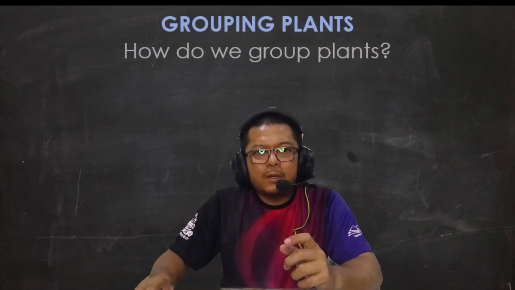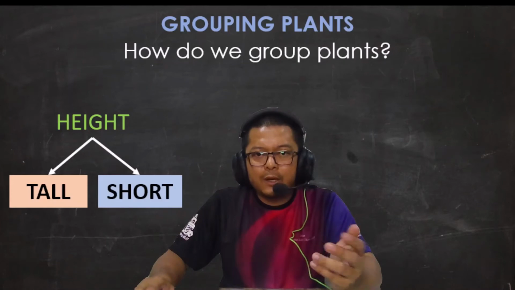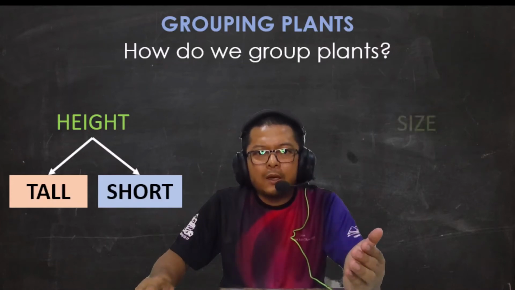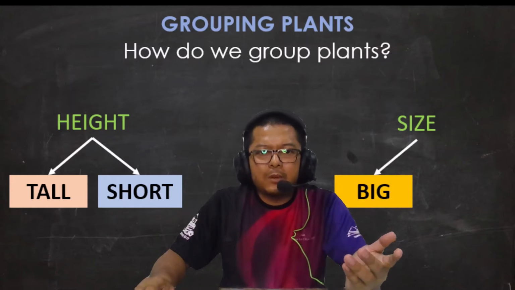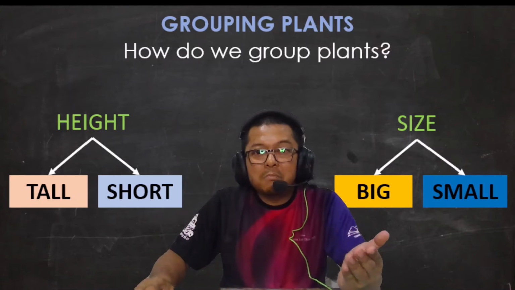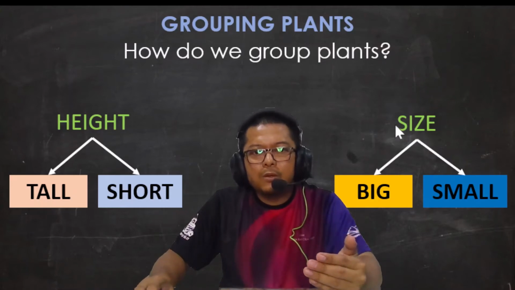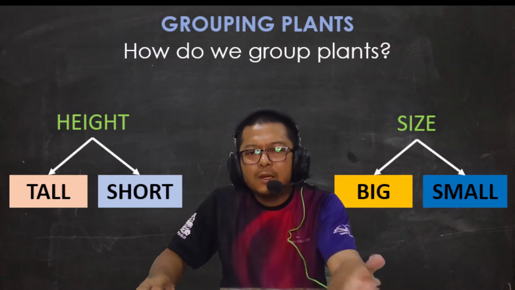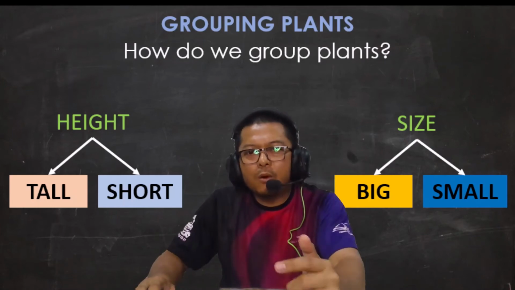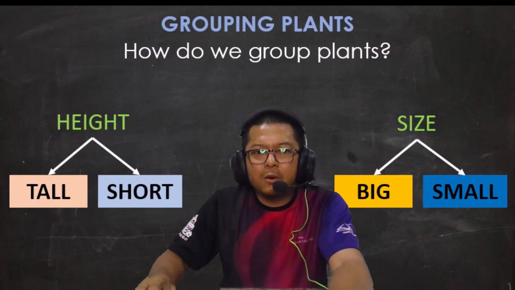Plants can be grouped into height, which is tall or short, and also size, which is big or small. So we can group plants into these two groups, that is height, either group tall or group short, or size, group big or group small. So how do we do it? Is by looking with your eyes to observe the plant so we can put them in the correct group.